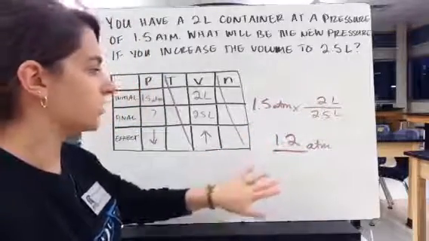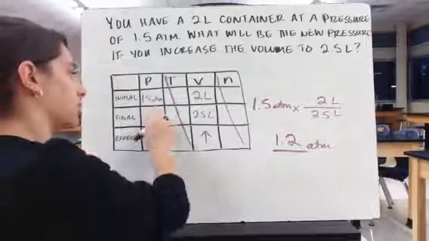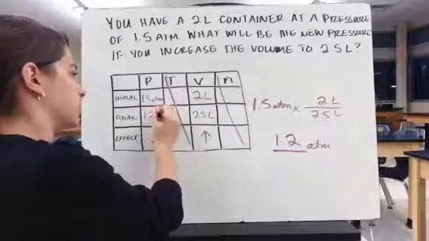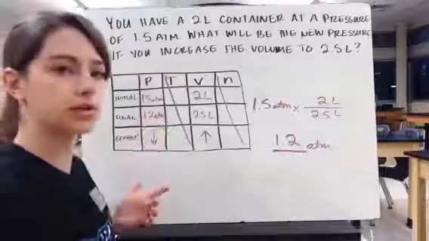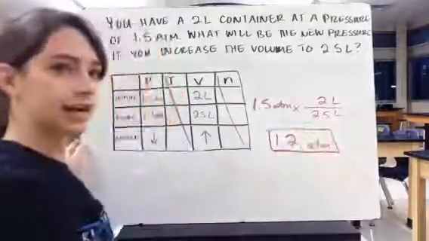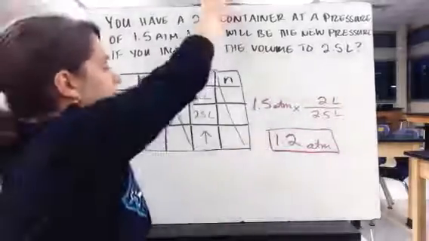We can always double check ourselves, because we said our pressure should have gone down. Our final pressure is now 1.2 atmospheres. Did it go down? Yes. It went from 1.5 to 1.2. So 1.2 atmospheres would be our answer. Let's look at a second example.